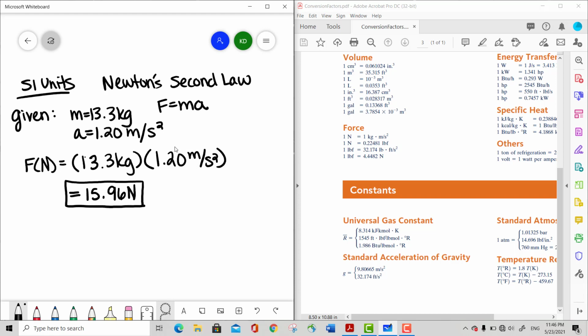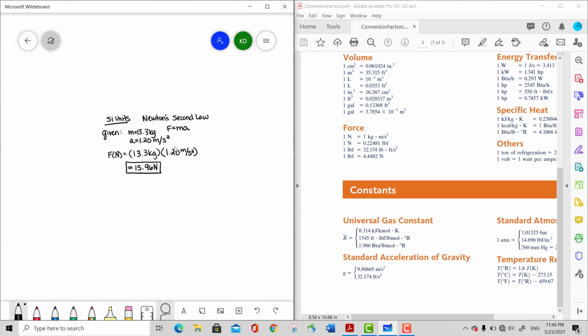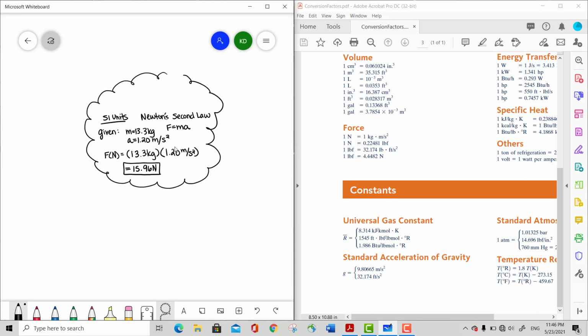So let me see if I can just zoom out. Yeah, okay. So that's one. So let's do EE units now. EE units will be a little bit different because this does have a multiplier in it. So we'll use this 32.174 pound times feet per second squared. So let's write that conversion up here.